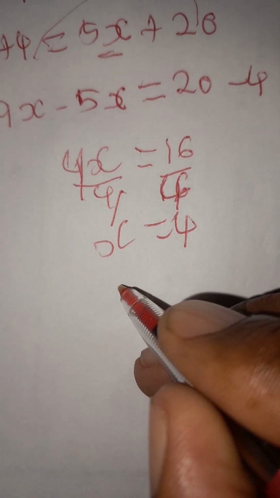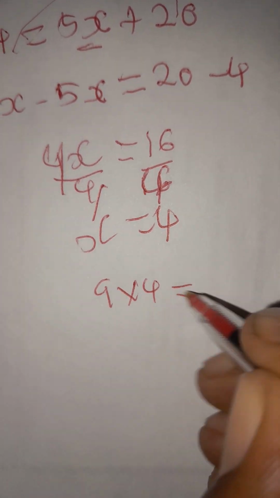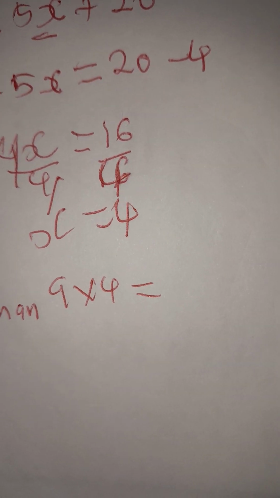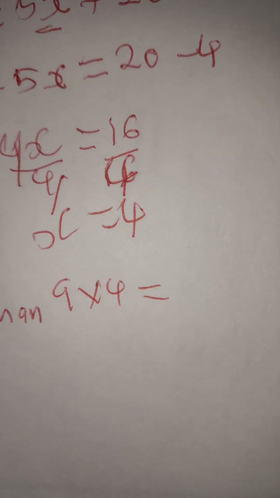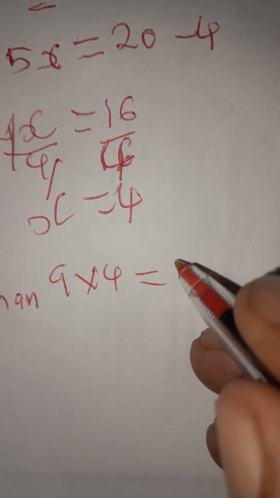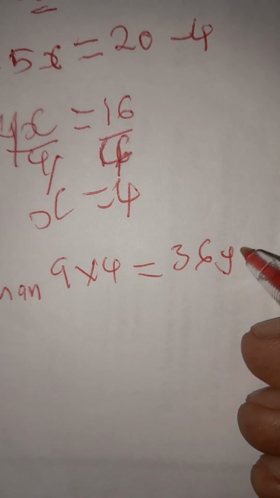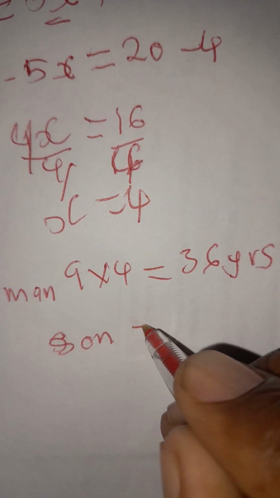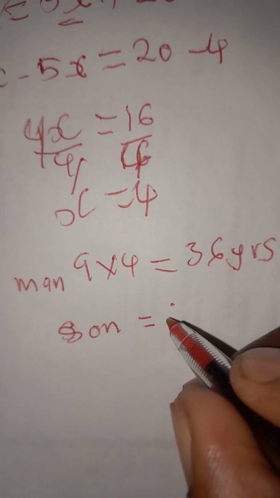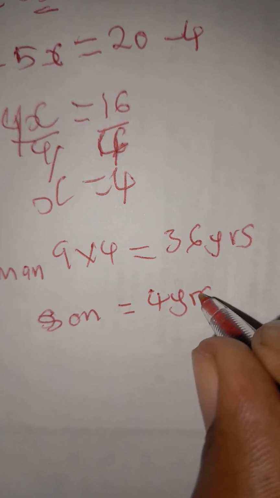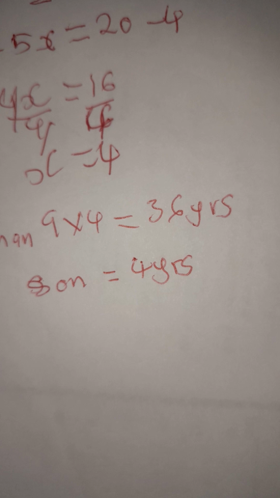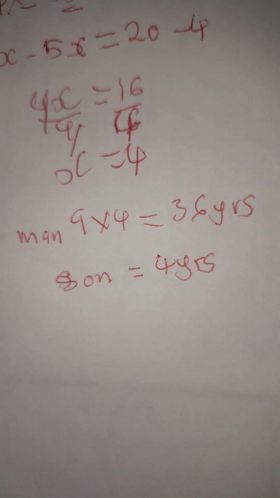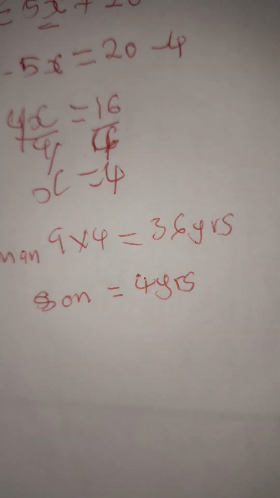So the man now is 9 times 4, that's the man. 9 times 4 is 36. The man is 36 years old. So what about the son? The son is 4 years old currently. So that's how we should work with such questions. Hope you find this video useful, right?